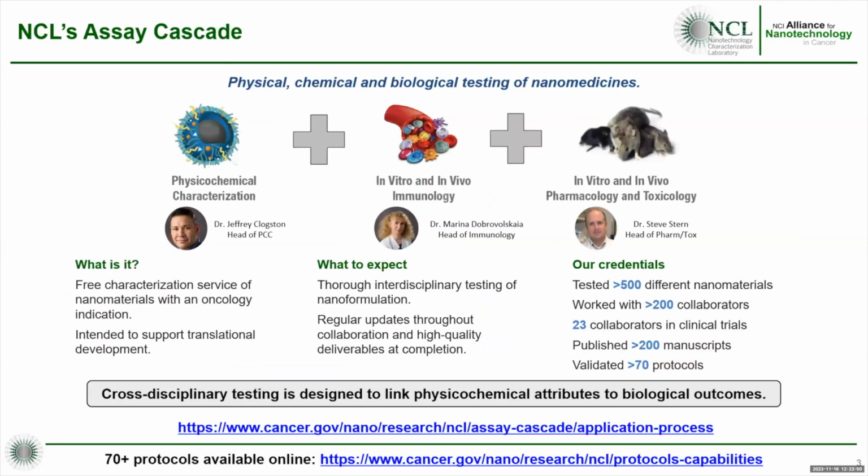We have PCC, which I head up. We have in vitro and in vivo immunology, which Dr. Marina Dobroskaya leads up. And then finally, Dr. Steve Stern heads up the in vitro and in vivo pharmacology and toxicology sections. What's unique here is that we have all 3 of these sections contained under one roof. So we can actually link all these three different attributes to biological outcomes. And I think that's important because not a lot of labs have this kind of capability. It's usually have one or the other, not all three.